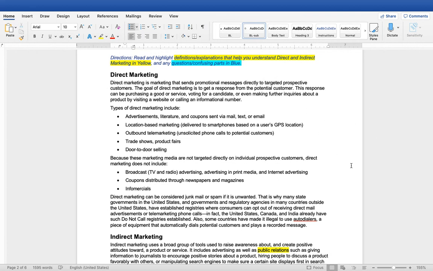You're going to complete this activity individually, and I would like you to highlight any definitions and explanations that help you understand direct and indirect marketing in yellow. And you're going to highlight in blue any questions or confusing parts in the reading. So this is to be done individually, and I will be looking for that when you submit your Lesson 11 Part 3 activity on ADSB.